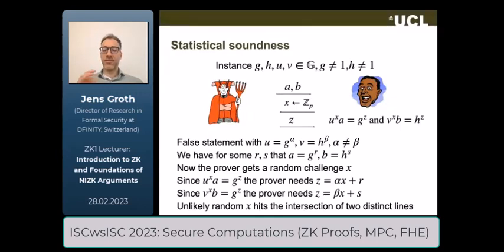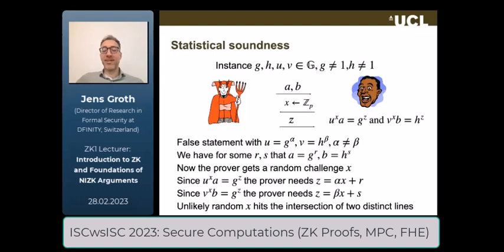Okay, and the key thing to notice here is that if alpha is not equal to beta, then that actually defines that z has to be on two different lines. One is alpha x plus r, and the other is beta x plus s. And the verifier chooses x uniformly random, right? And if you have two distinct lines, it's very unlikely that this random choice of x hits the intersection of those two distinct lines, which is the only place where the same z works in both equations.